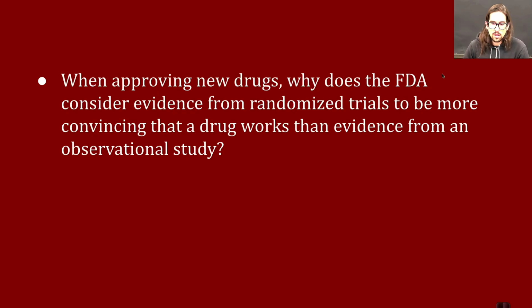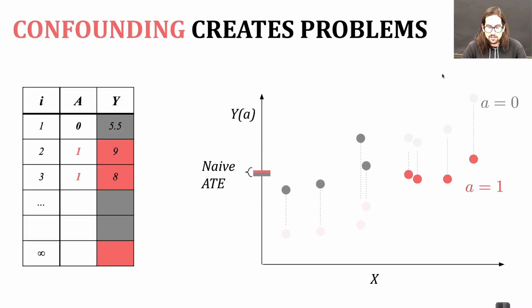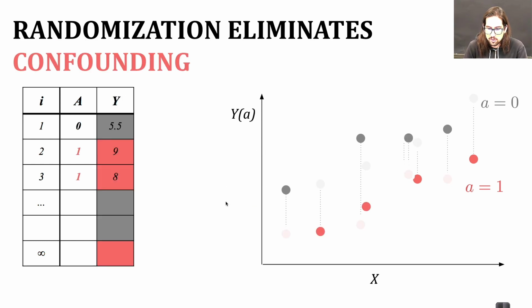And so that leads to this question, which is, when approving new drugs, why does the FDA only consider evidence from randomized trials to be convincing rather than evidence from an observational study? And at this point, this should be kind of clear, right? If you have an observational study, you could have this, right? So whatever number you're reporting, it could be pretty bad. It could be pretty biased. Whereas if you're in a randomized trial, you're guaranteed to have no bias, right? You could have some variance. There could be a little bit of variability, which we'll get to once we get to the estimation part, but at least the thing that you're estimating is actually the true causal ATE.